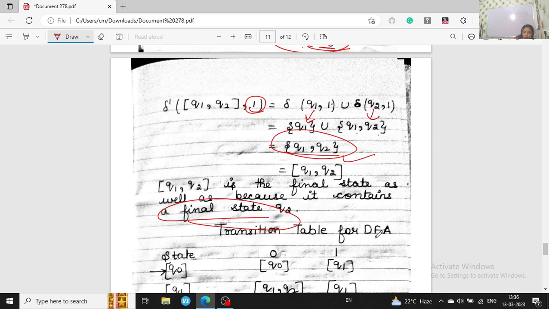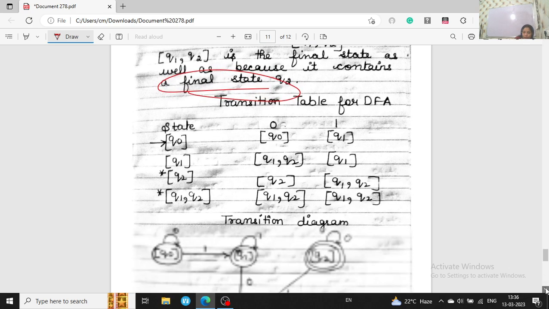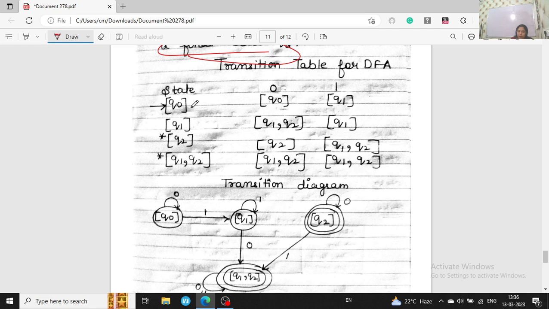Now draw the transition table for the DFA. The first state is the start state Q0, that is equal to Q0, and Q1 goes to Q1, Q2. Here there are two final states: first, the Q2 state is final, and this newly generated state Q1, Q2 is final. From Q2 and from Q1, Q2 on input Q1 to Q2, that is equal to Q1, Q2, and Q1, Q2; they both are the same.